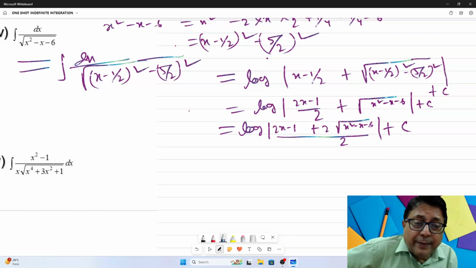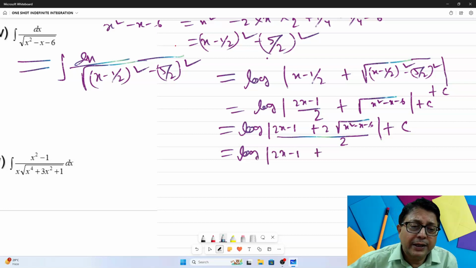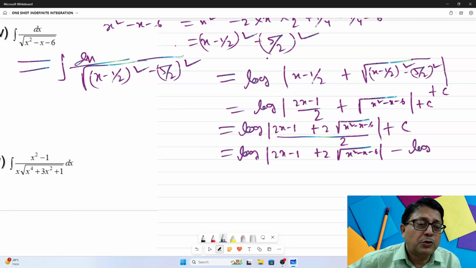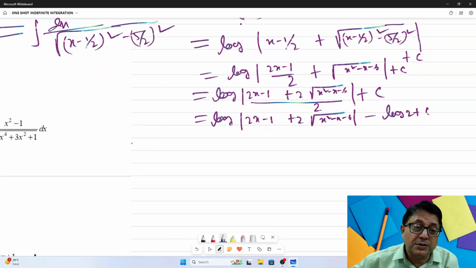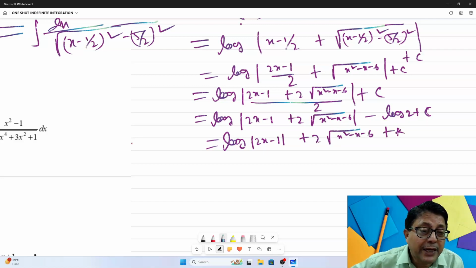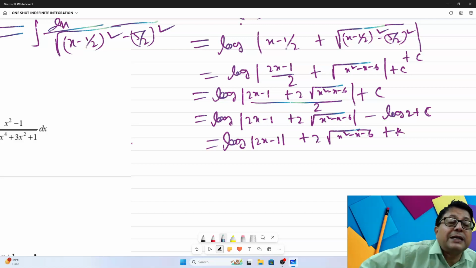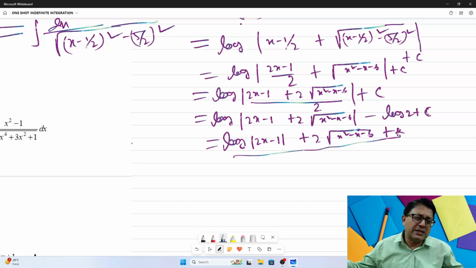Now when you write it in log a by b form, it is going to be log a minus log 2 plus c. Minus log 2 plus c is a constant, another constant, so you can write the answer in this manner: log of 2x minus 1 plus 2 root this, plus k. c minus log 2 is taken as another integration constant k. The book answer may be given in this form, or the board marking scheme may be of this form.